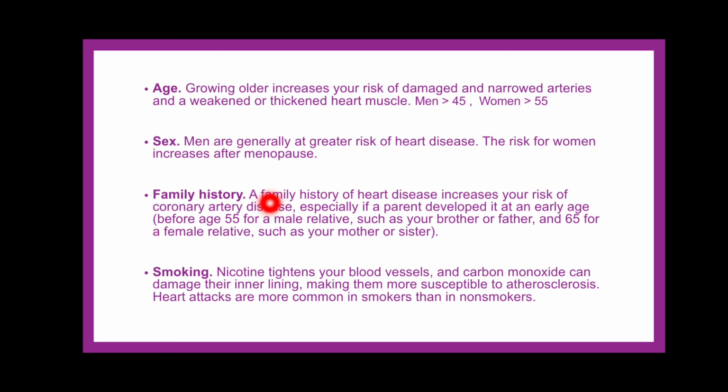Then family history. A family history of disease increases your risk of coronary artery disease. This can be passed on from generation to generation. Especially if a parent develops it at an early age, before the age of 55 for a male relative such as your brother or father, and 65 for a female relative such as your mother or sister. So there is a possibility that it can be carried on to the next generation.